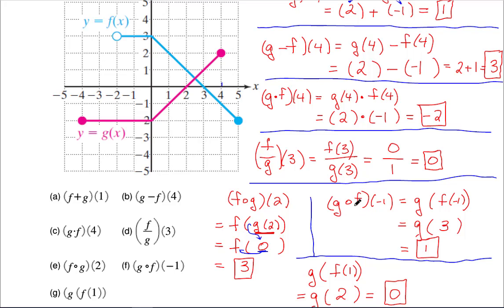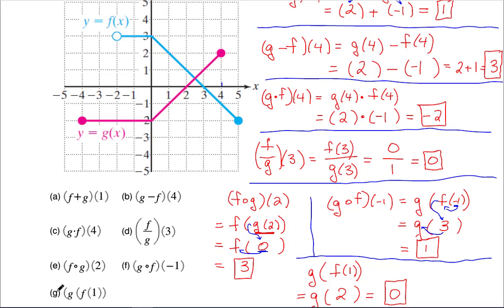All right, what about g of f of minus 1? So we start with the minus 1, put that into f. All right, so here's minus 1. I go find f. f produces an output of 3. All right, so now the 3 goes into function g. So here's 3. Where's g? g is the one in pink. So g of 3 is 1.